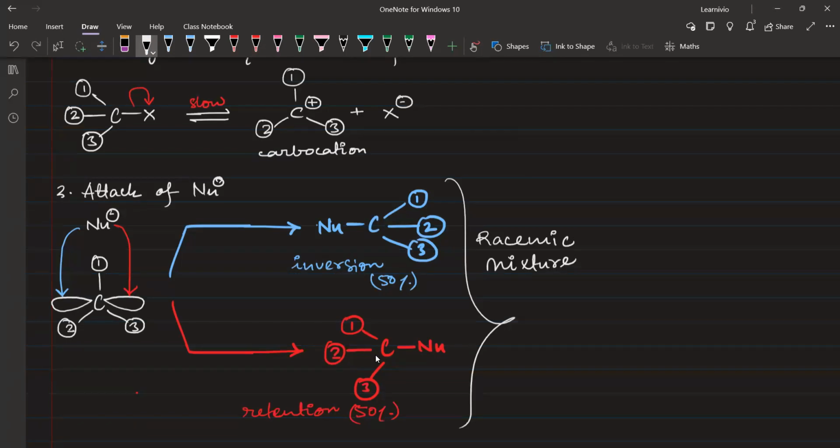Okay. This is only going to happen if, other than the leaving group, there are 3 different groups attached on the carbon atom. That is the case of stereoisomers. जब 4 अलग-अलग रहेंगे तभी होगा. But this is a characteristic of SN1, that we get a racemic mixture, 50% inversion and 50% retention होता है. ठीक है? Please copy this down.